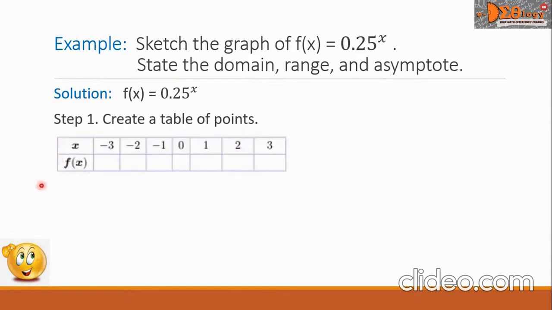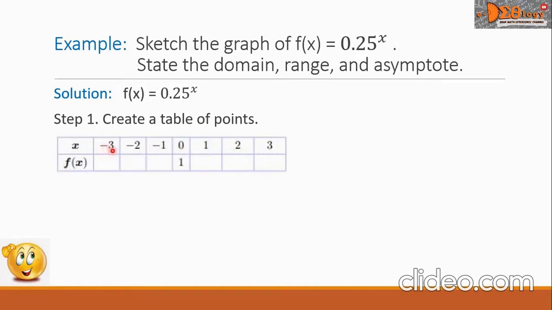Here is our table. For the x values, we put 0 here and 1, 2, and 3 on the right of 0, while negative 1, negative 2, negative 3 on the left side of 0. So we have here 7 values for x. Use calculator now to find the respective value of f of x. When x is 0, f of x is 1.